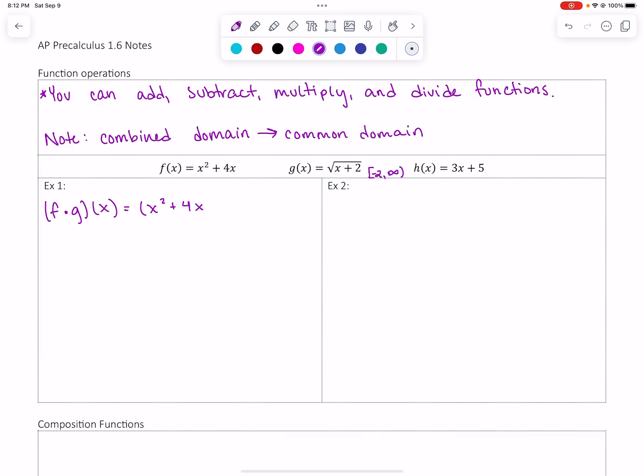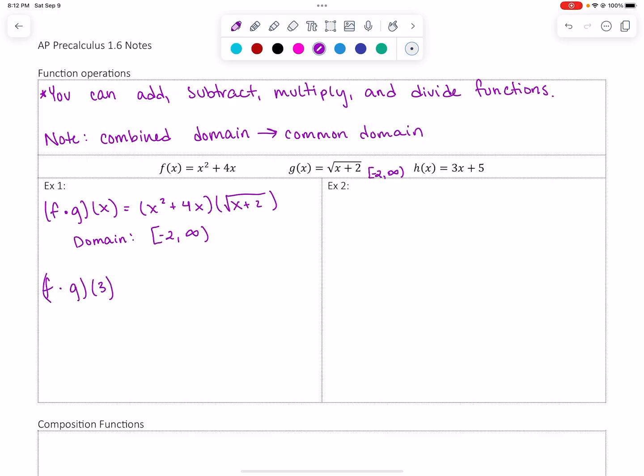So we're going to take x squared plus 4x times the square root of x plus 2. Now, this one's not that fancy. We can't really do anything with it, so we're going to leave it there. But we are going to go ahead and also just state our domain is going to be from -2 to infinity. So as a reminder on that, you do have a domain restriction because g of x is part of that now. And you can also find some inputs.